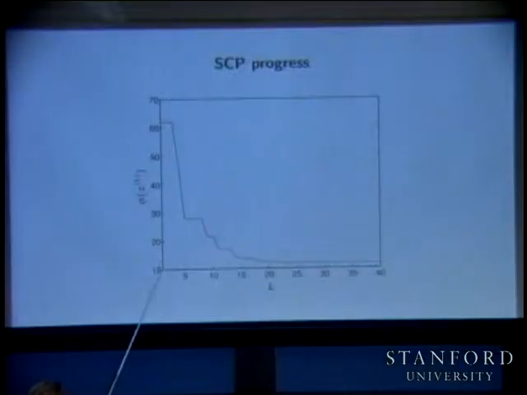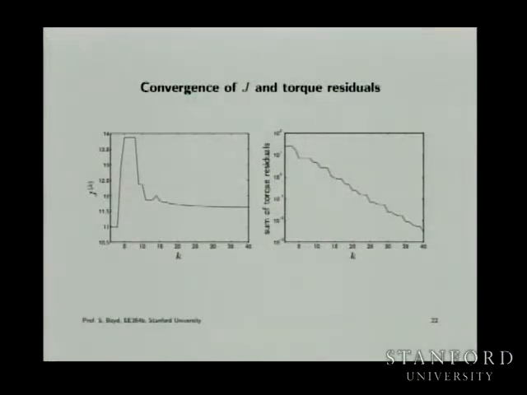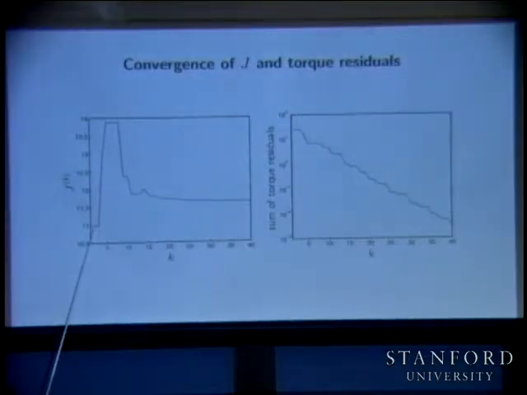By the way, this doesn't go to 0, of course, because it contains that first term. We'll see how that looks. So here's the convergence of the actual objective and the torque residuals. So let's see how that works. You start off with an objective of 11. That's great. Within a few steps, though, it's up to 14, and you think, well, that's not progress.